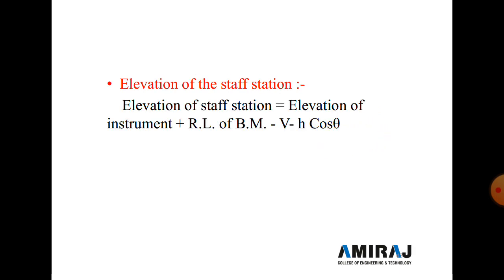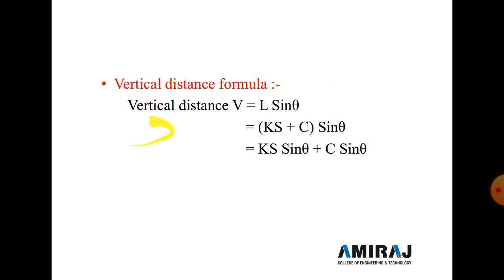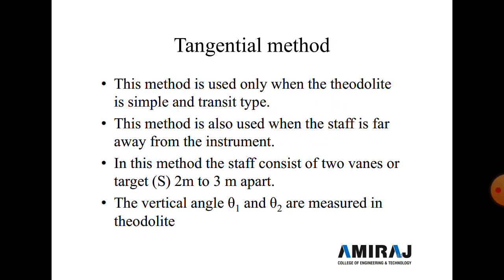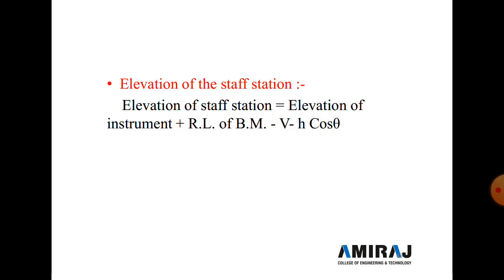Now the elevation of the staff. The elevation of the staff is equal to the elevation of the instrument plus the RL of the benchmark. If the angle is positive, we put the plus V, but here the angle is a depression, so we put minus V minus h cos θ. Clear? So all these three cases are completed.